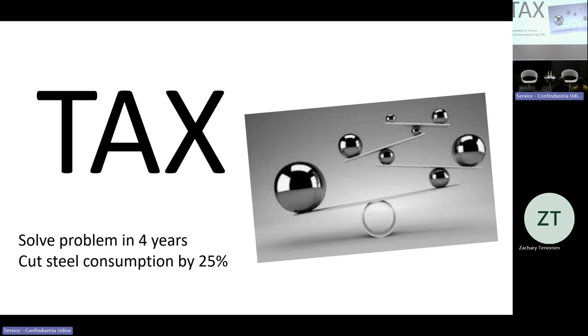So here is the way we can reduce steel consumption by 25% in 4 years without causing any pain to the quality of life or to industry. You tax everything according to the steel content, whether it's imported or exported or made locally. And that means that you will think much more carefully about design and which steel you should use. And all the better steels are already available. And then you give that tax money to your local companies so that they can improve their technology towards environmental issues.